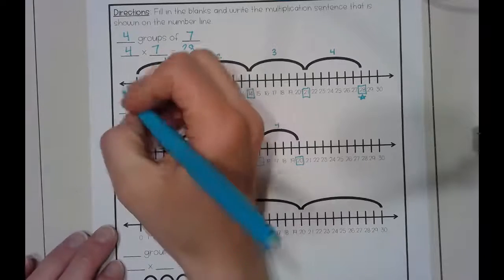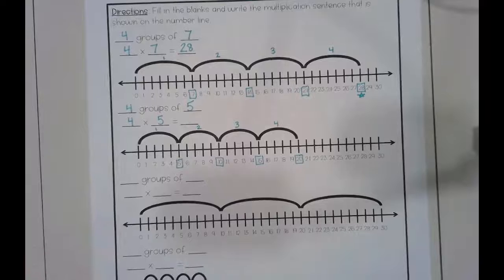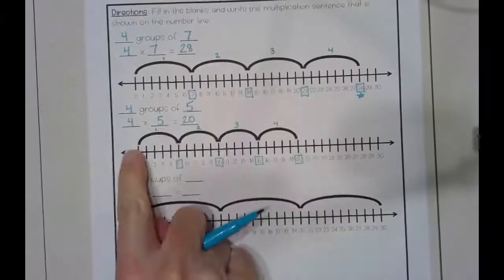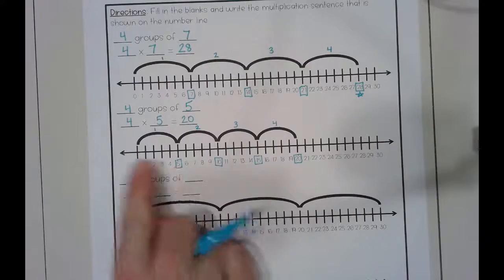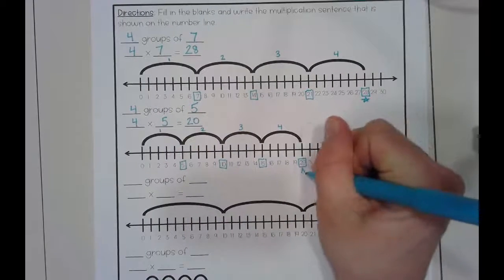Okay, you should have written that that means 4 times 5, 4 groups of 5. And see if you can figure out what the product of 4 times 5 is. You can write it down. Four times 5 equals 20. Because when I multiply 5 4 times, I land on 20.